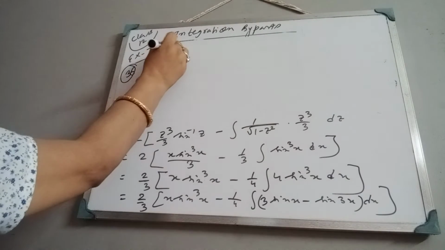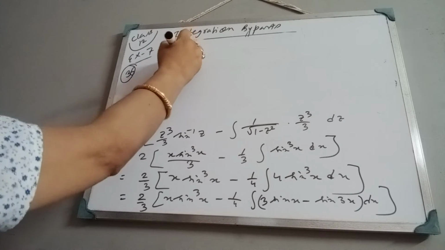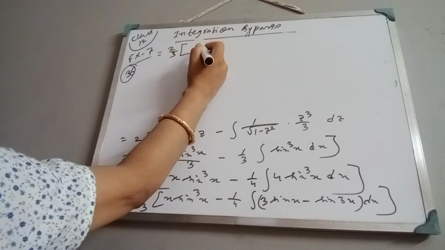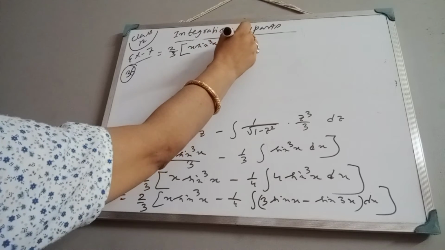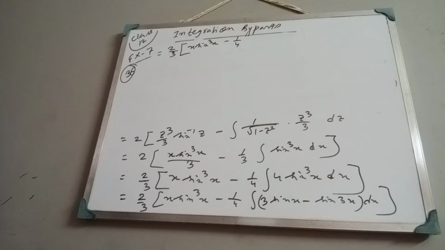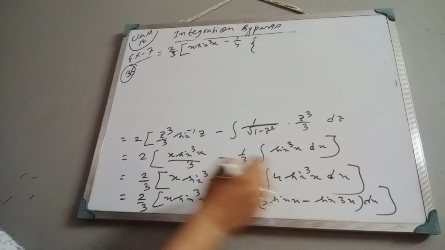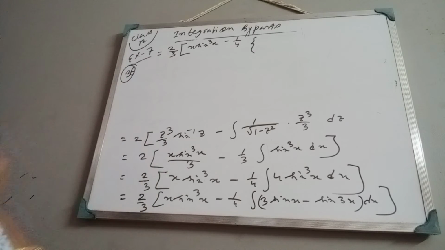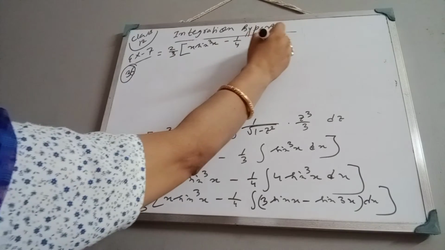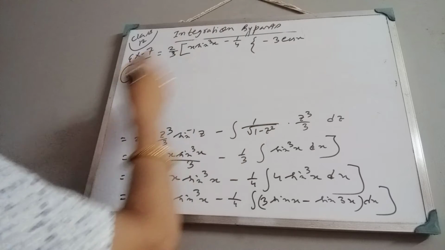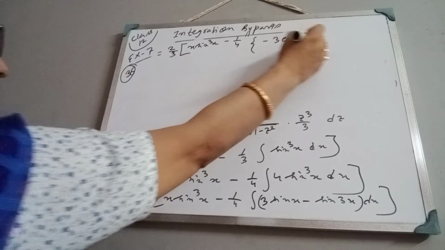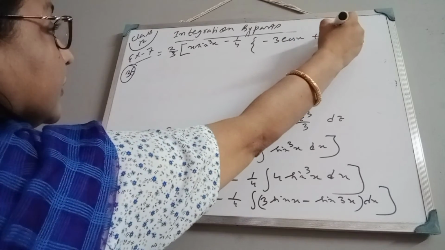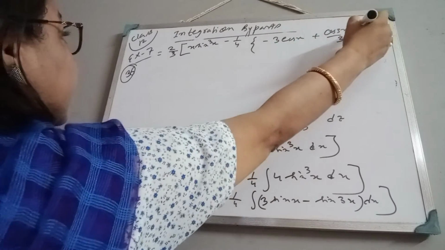So it is coming 2 by 3, x sine cube x minus 1 by 4 integral 3 sine x, so right here only, minus 3 cos x. And integral sine 3x, with the minus, we can write this as plus cos 3x by 3.